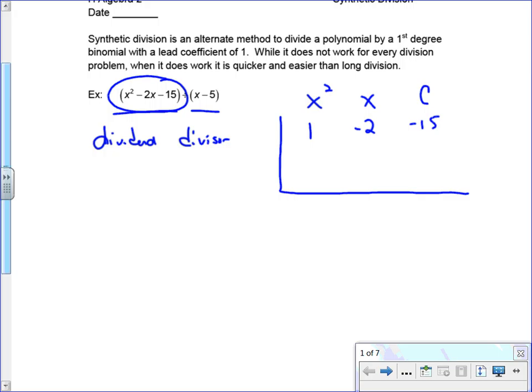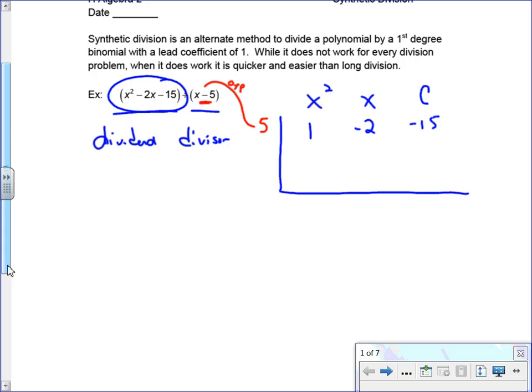And then for the divisor, we take this number right here. That says x minus 5. And we put this over here, but we don't put negative 5, we put positive 5. So if it says minus 5 here, we do the opposite of that, and we put positive 5. And in our next example, we'll have a plus there, and then we'll put a negative. So that's your basic setup.